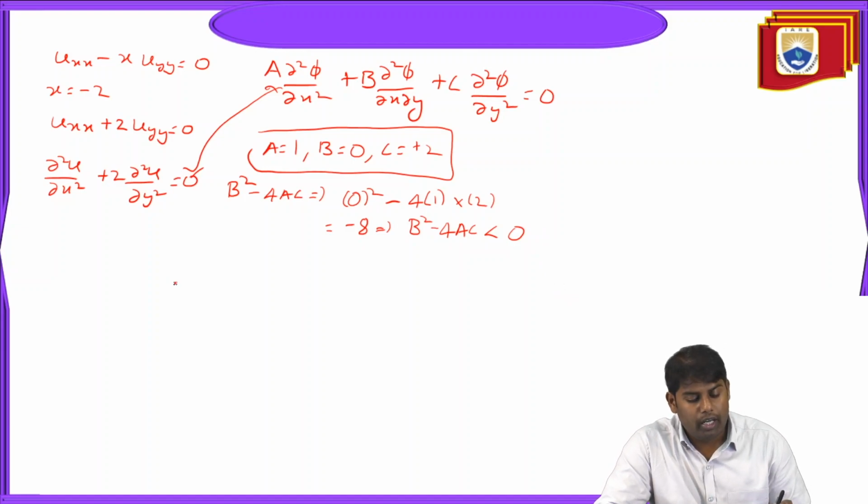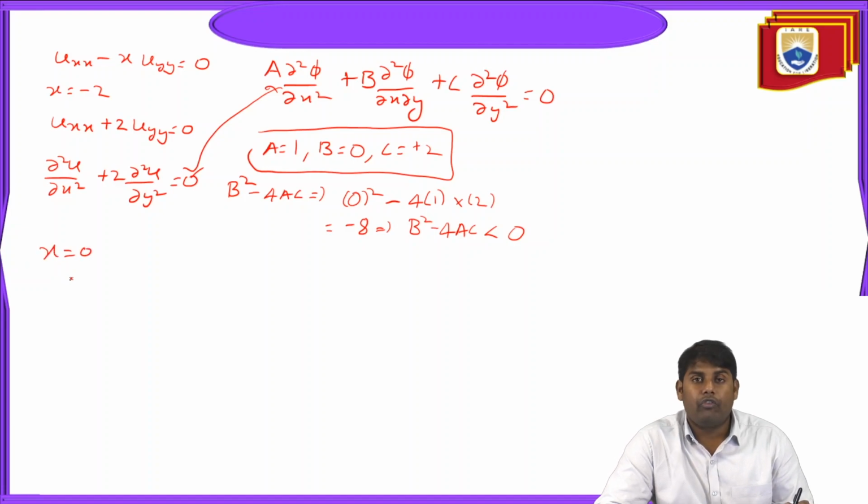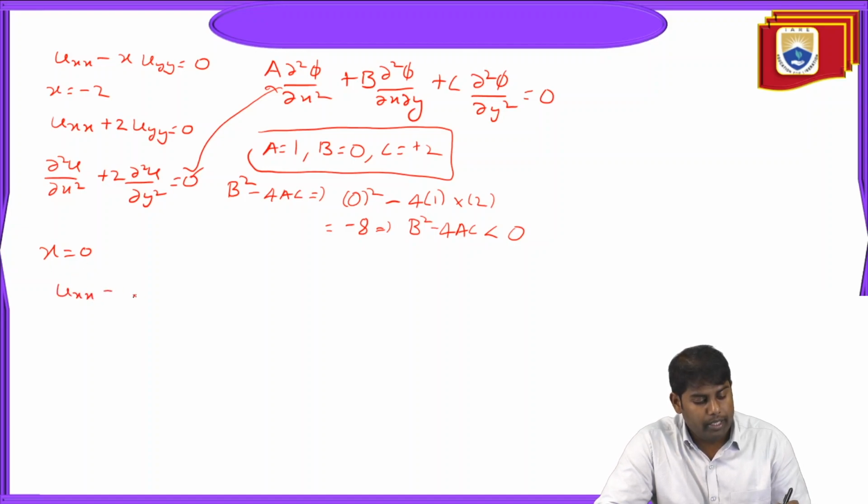So let's see what happens at x is equal to 0. Okay. So we have seen the positive values of x and we have seen the negative values of x. So let's see what happens at x is equal to 0. So u of xx minus 0 into u of yy is equal to 0. So what happens? u of xx is equal to 0. So this is the equation which we have.